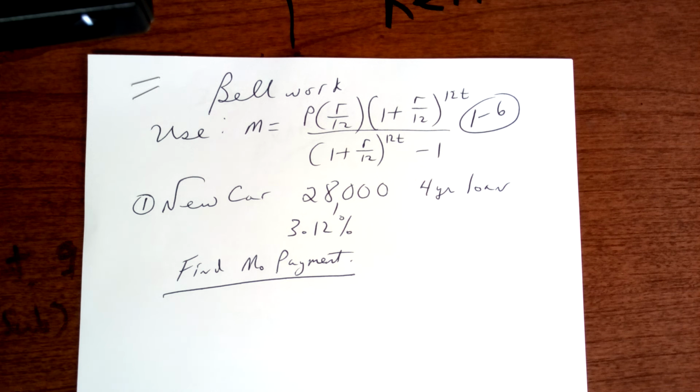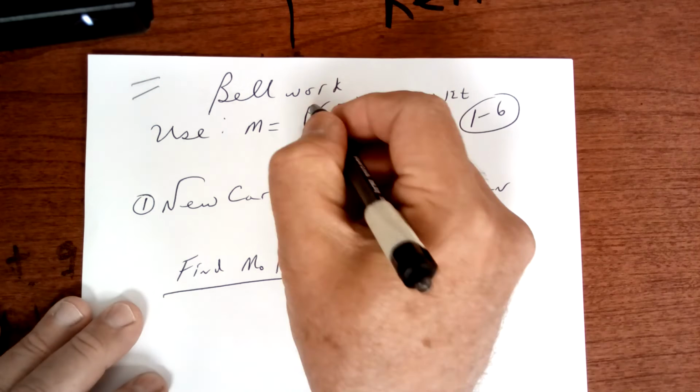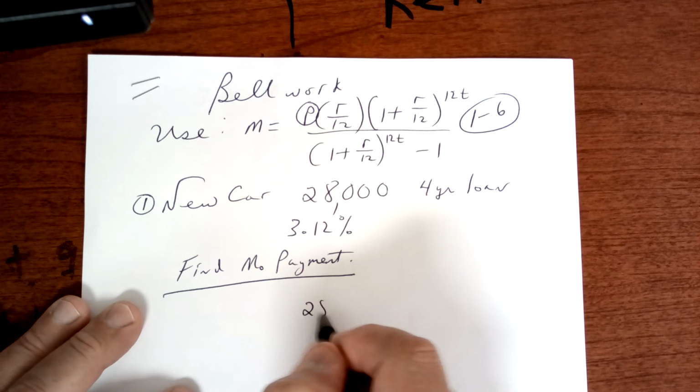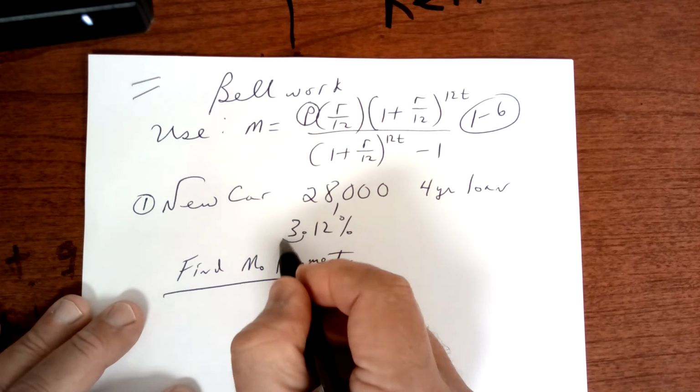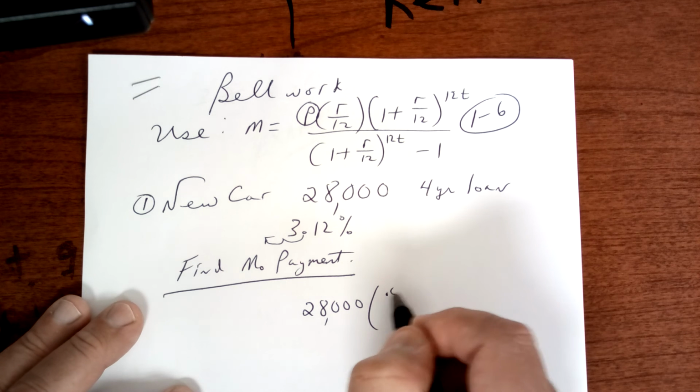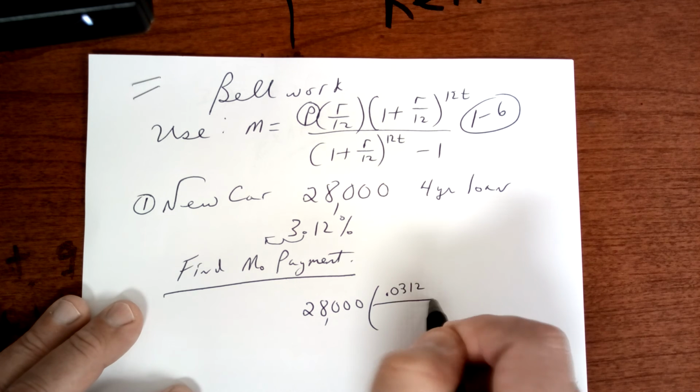They want you to use this monthly payment formula to figure this out. All you do is plug it in. The principal is going to be 28,000. So right there you're going to put 28,000 times the rate. You've got to move the decimal two places. Remember, it's always two places. And divide it by 12.